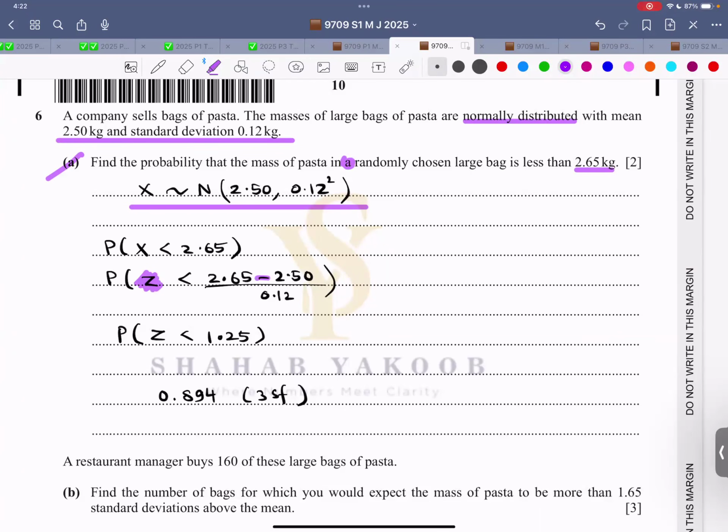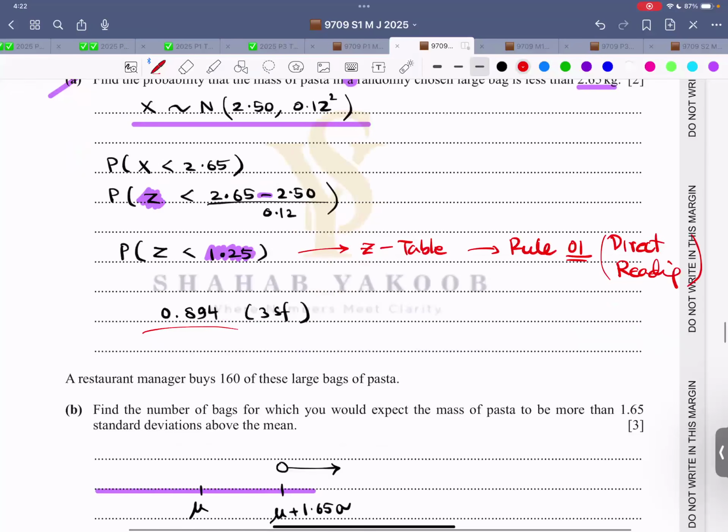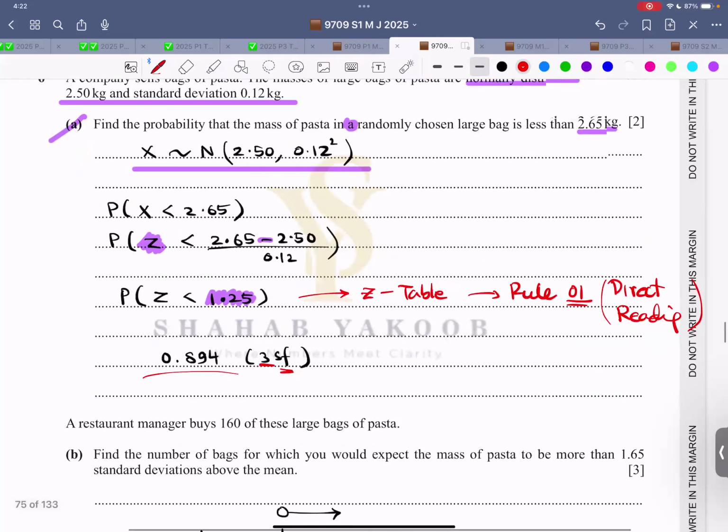Standardize it. Subtract the mean, divide by standard deviation. You get this value. When you get this value, go to the z table. And this is rule number 1. That is just direct reading. And then you read off the value. Don't forget to take care of accuracy. 0.894, correct to 3 significant figures. That is the first part.